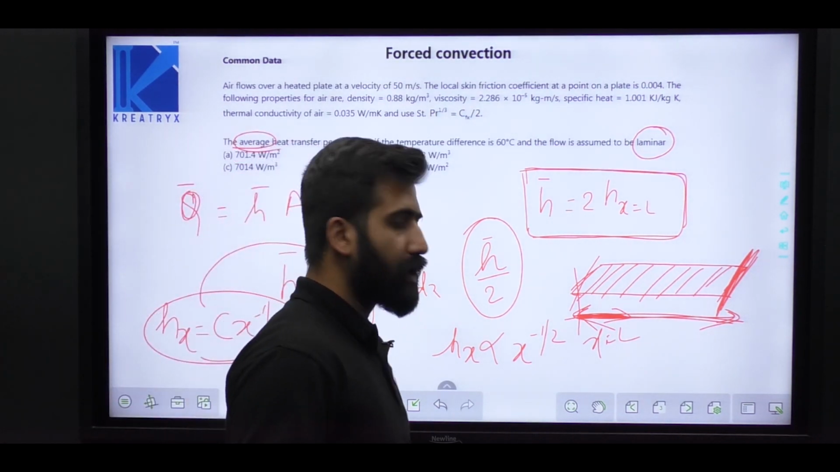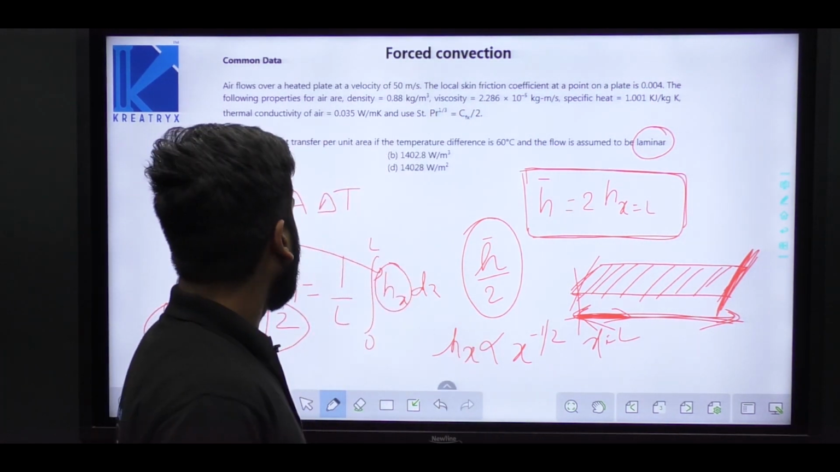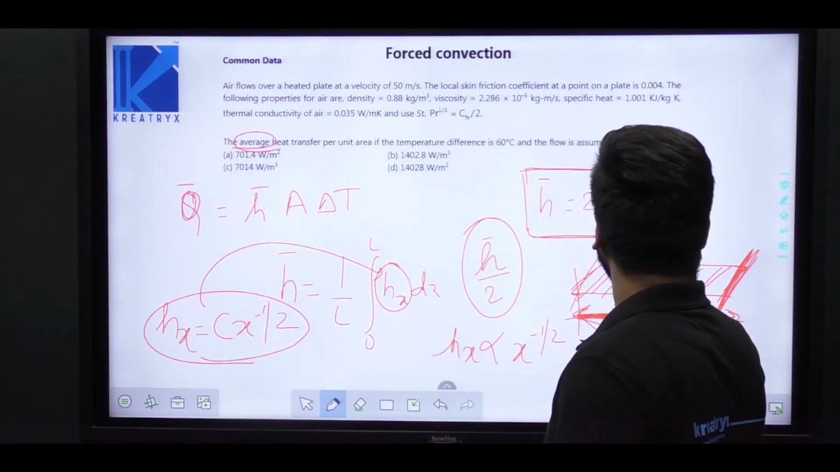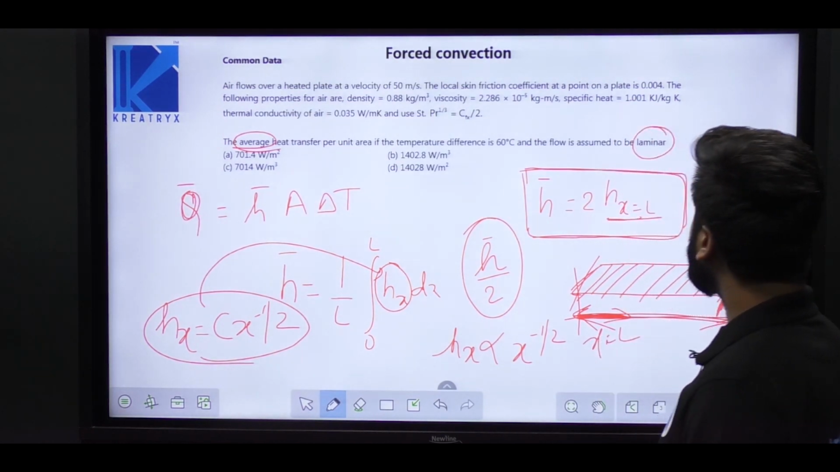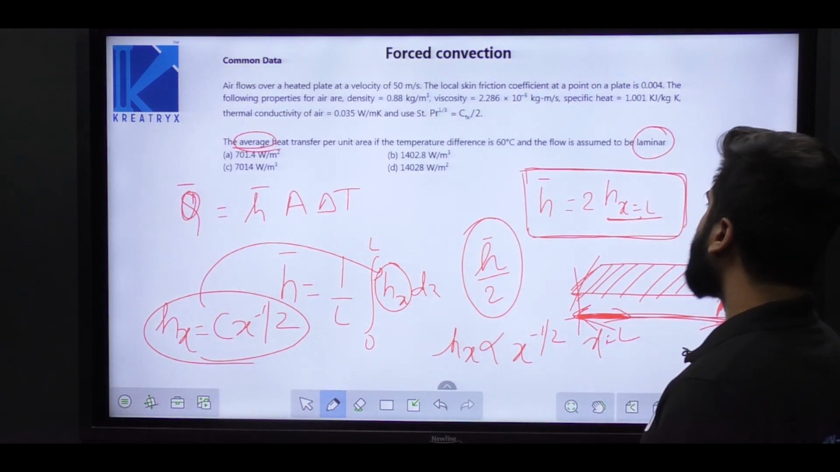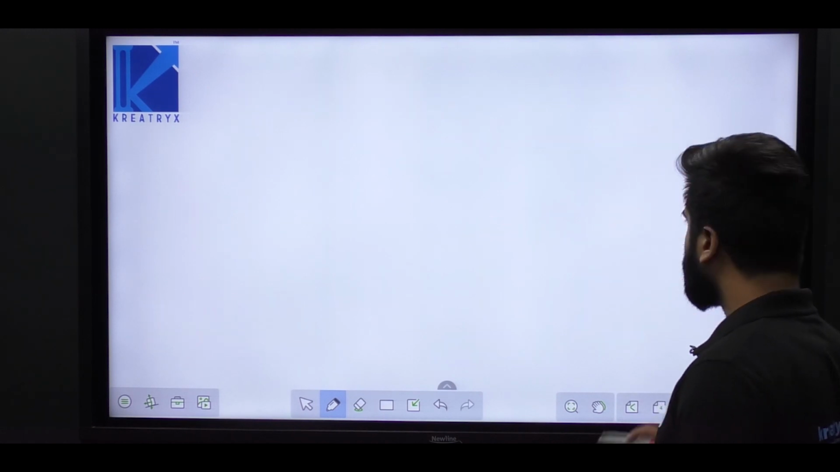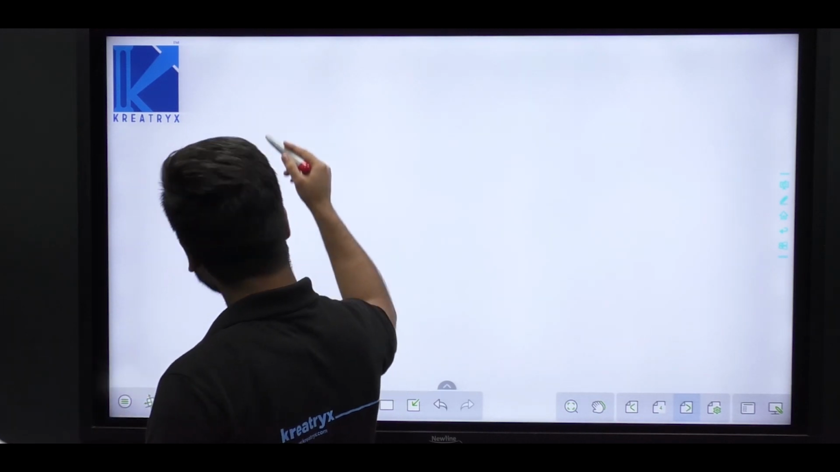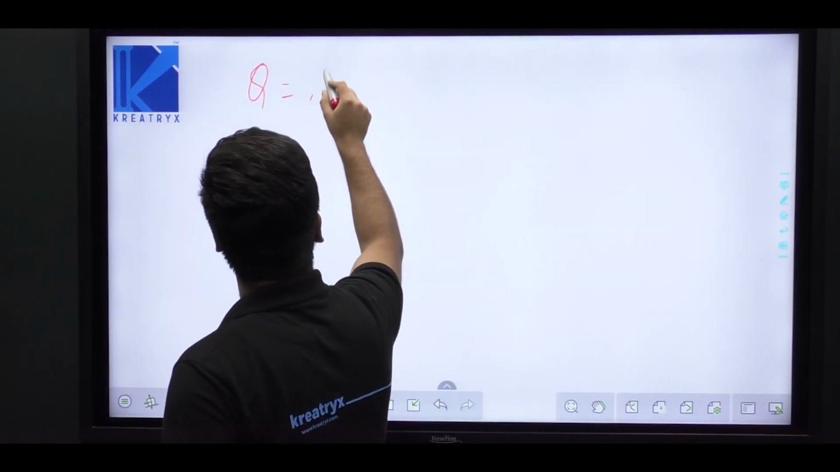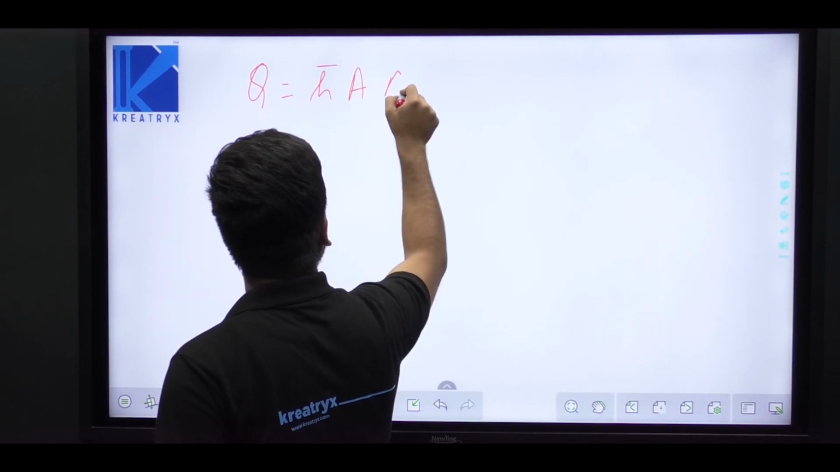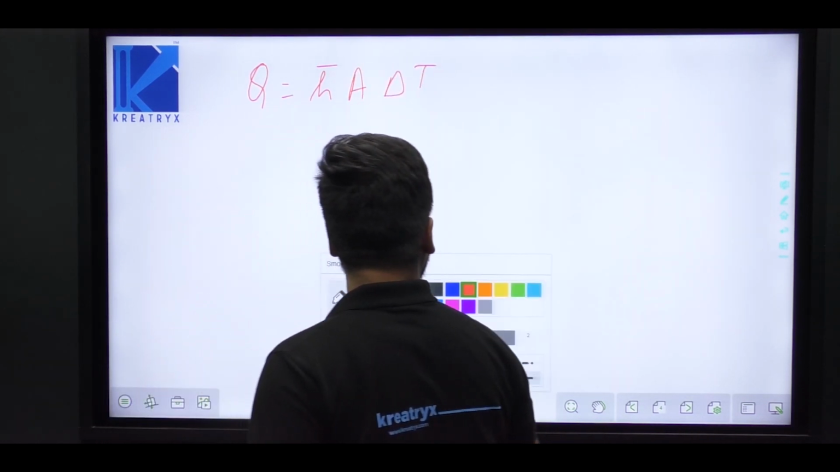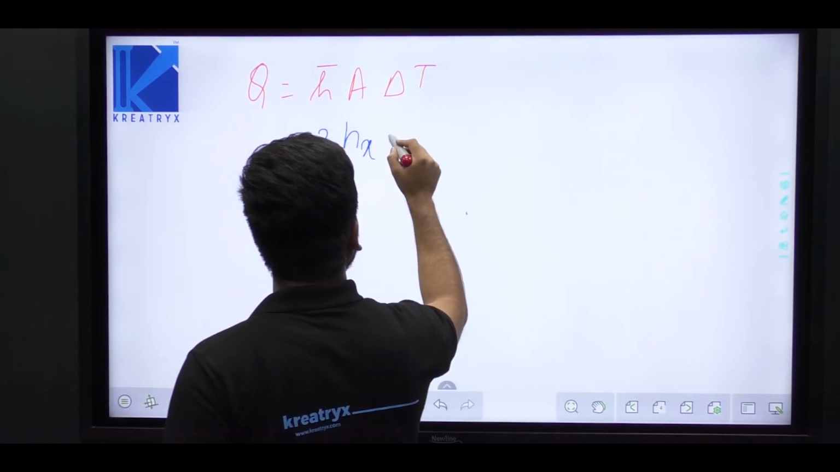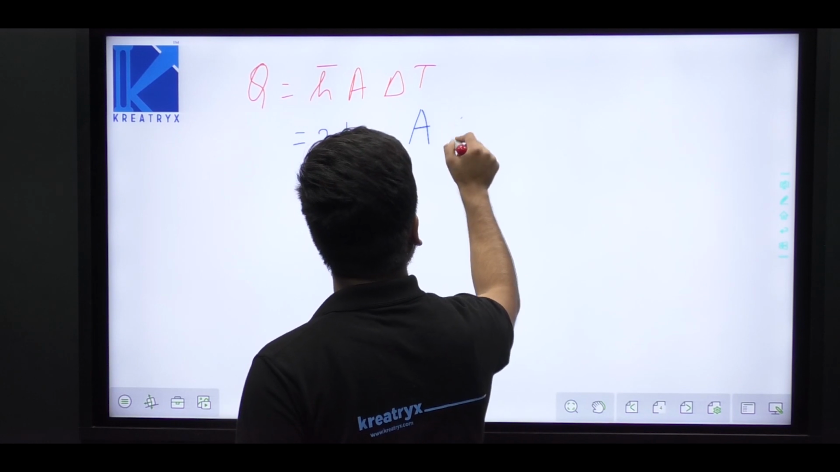Okay, you must have done this, but I have told you this in a shorter way. So h bar is twice of h, the local heat transfer coefficient at length L, which we have found out, and whose value was 116.89. So Q is equal to h bar A delta T, which is equal to twice of Hx A delta T.